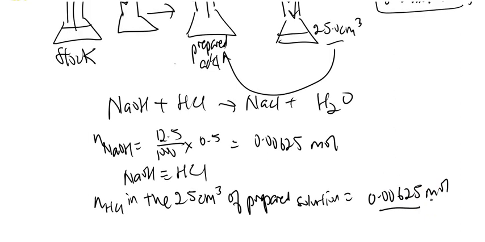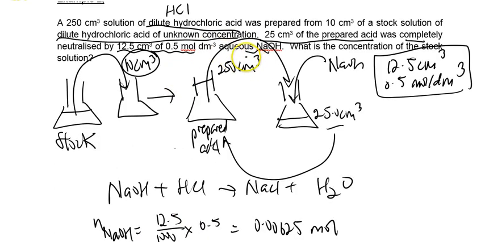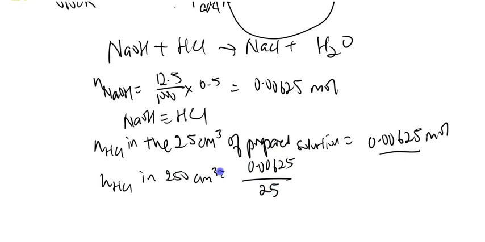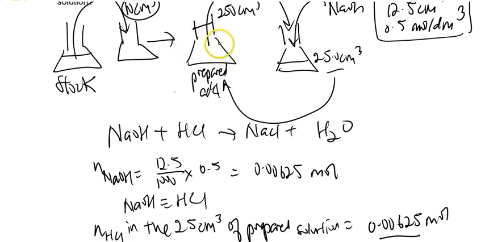So how much of it? 25 cm cube was obtained from this 250 cm cube. From this 250 we take out 25 and we do the titration. So what is the amount of acid in this 250 cm cube? It is simply a proportion. So the amount of HCl in 250 cm cube is simply 0.00625. This is in 25. So what is in 250? I multiply by 10. I will get 0.0625 moles. So this is the number of moles of HCl in the 250 cm cube of the prepared acid.